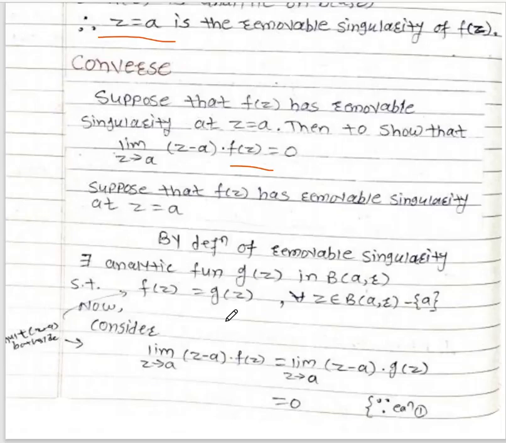Let us consider, to prove this converse part, the limit as z tends to a of (z minus a) f(z). Putting z equal to a, you will get 0. So this becomes 0, and hence we can say that the converse part of this theorem is proved. In this way we can prove the singularity theorem. Okay. In the next lecture we will see another theorem on singularity.